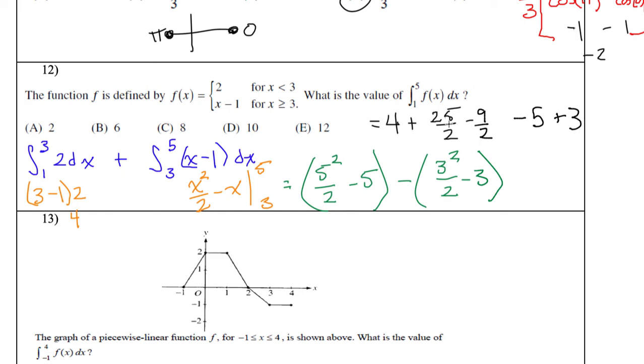All right. So I have 25 halves minus 9 halves. 25 minus 9, that's 16. So 16 halves, that's really 8. So this whole thing right here is just 8. So I have 4 plus 8 minus 5 plus 3. So 4 plus 8 is 12. 12 minus 5 is 7. 7 plus 3 is 10. Correct answer is 10.